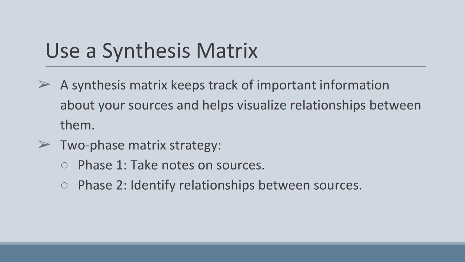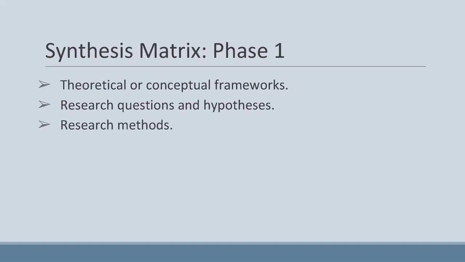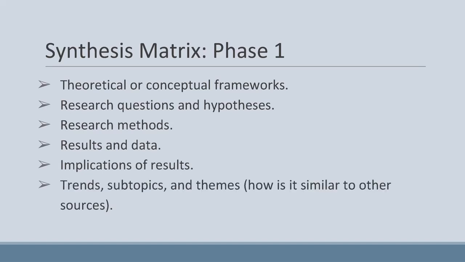The overall goal is to be able to briefly summarize the big ideas from your sources. If your source is a research article, for example, you could make note of these important elements from your source: any theoretical or conceptual frameworks that the author uses, any research questions or hypotheses that they give us, the research methods they use to conduct their study, the results of the study, the implications that the authors argue the study has, and finally, any general trends, themes, or categorical groupings that you could use to label the source.